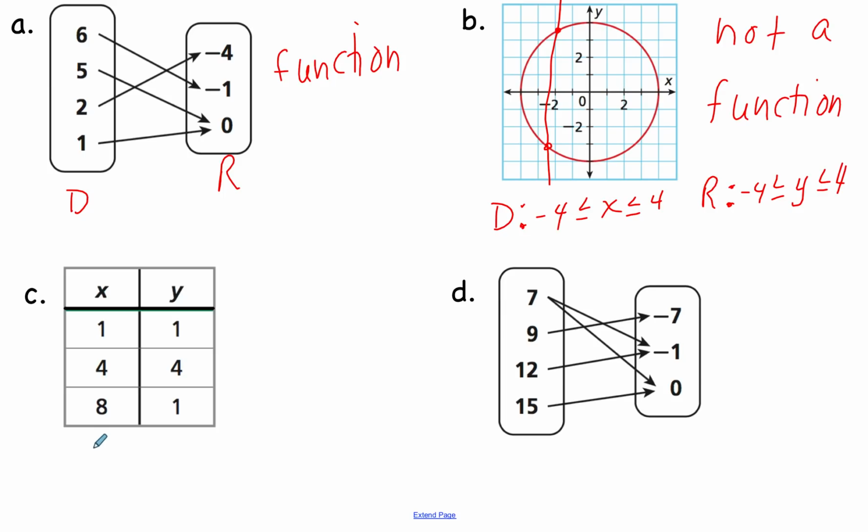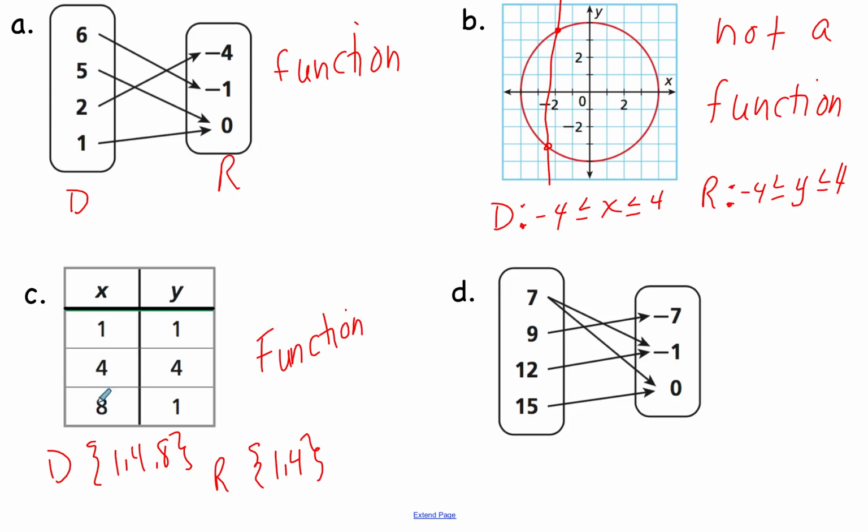The domain for this one would be all of the values that are given right here: 1, 4, and 8. So we just write that as 1, 4, and 8, and you put them in those curly brackets. And then the range would be 1 and 4. We don't have to list it more than once. Even though 1 appears twice, we only have to list it in the range once. In this one, every single thing in the domain goes to a unique thing in the range, so we don't have anything going to the same place. So this one is definitely a function.